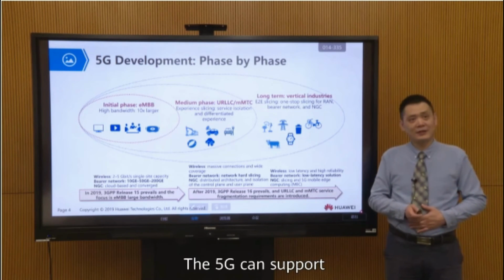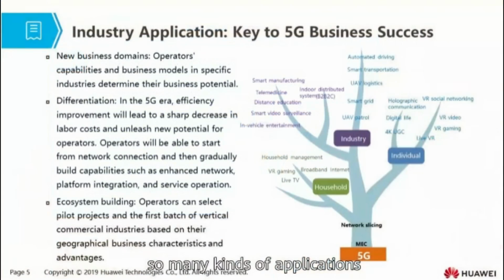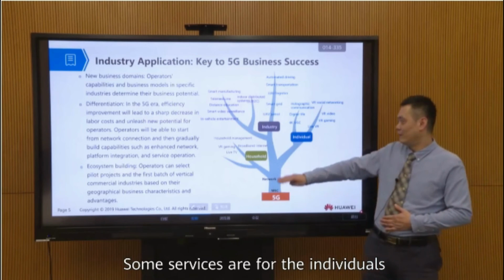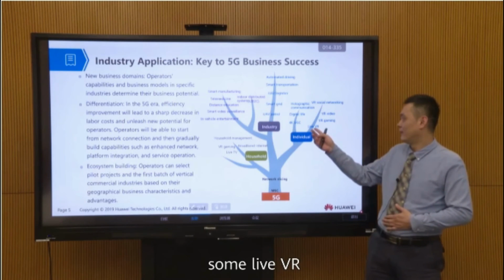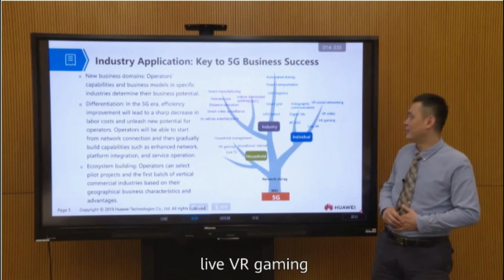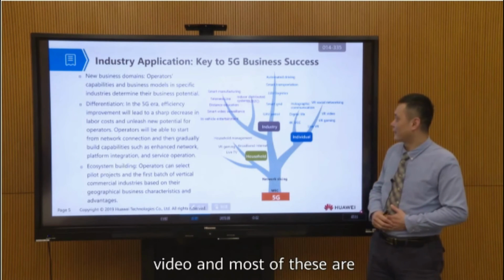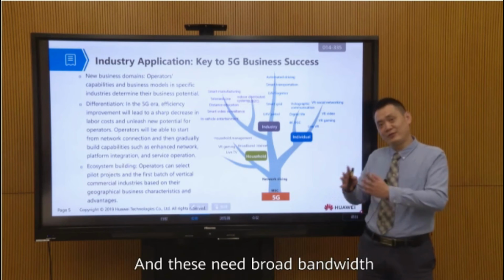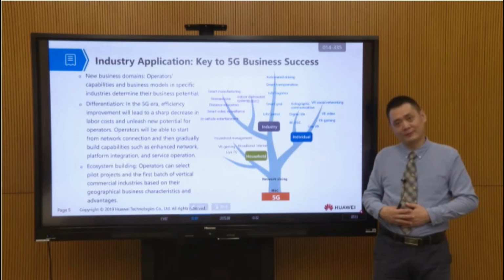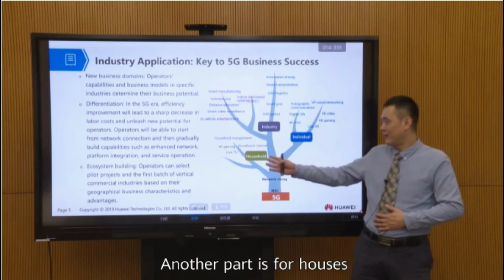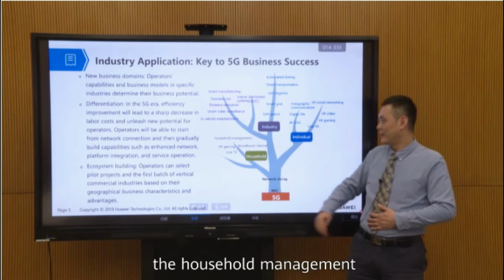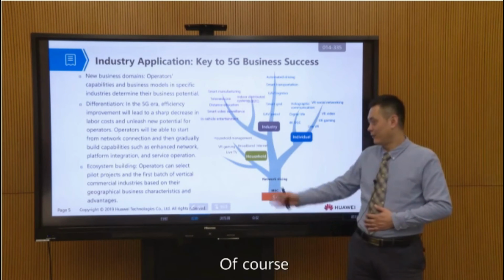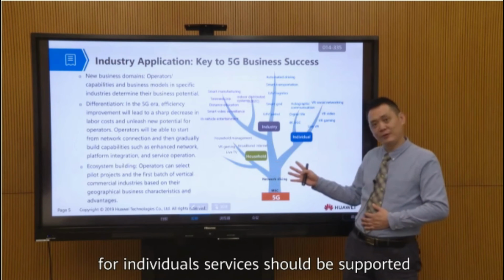And the 5G can support so many kinds of applications. These applications can be divided into 3 aspects. Okay. Some services are for the individual. For example, some live VR, okay, live VR gaming, video, and just most of these are for the video service, okay, for individuals, and these need broad bandwidth, okay. And another part is for houses. For example, the household management or broadband internet. Okay, this is for homes. Of course, for homes, for individuals, services should be supported.